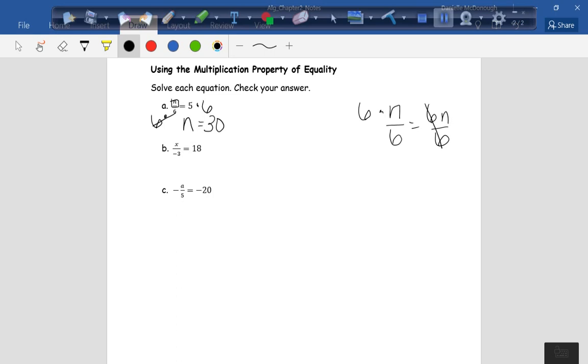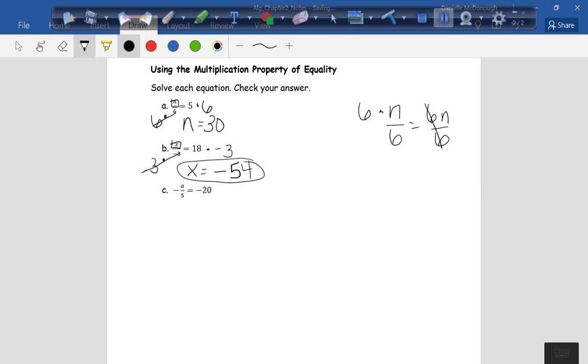On B, we want to solve for x, and it's being divided by negative 3. So we're going to multiply by negative 3 on both sides. Crosses out. X is equal to negative, well, 18 times negative 3 is going to be negative 54. And you can plug it back in and check it as well.